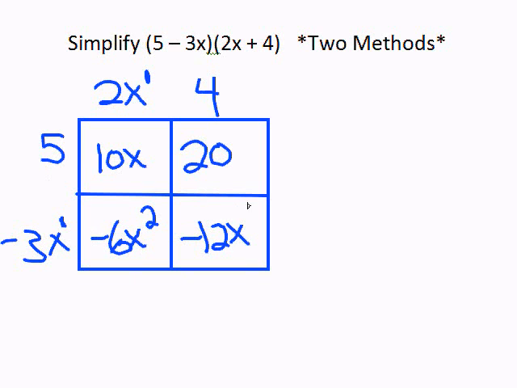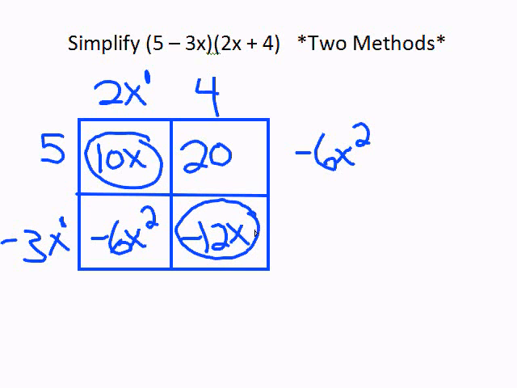Now what we're going to do with this is rewrite our expression out of the box. And we're always going to start with our largest exponent. So we write negative 6x squared first, because that was our largest exponent, the squared. Then you'll notice that you have two terms that have an x on them. 10x and negative 12x. So we're going to go plus 10x minus 12x.